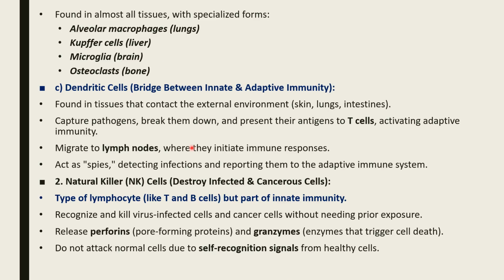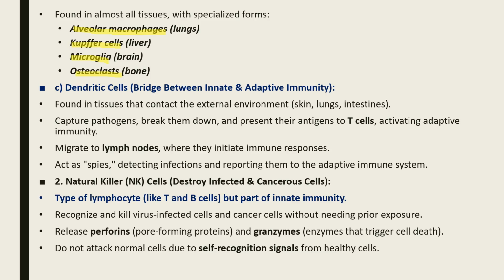Found in almost all tissues with specialized forms. So the alveolar macrophages, Kupffer cells, microglia in the brain, and osteoclasts in bones.